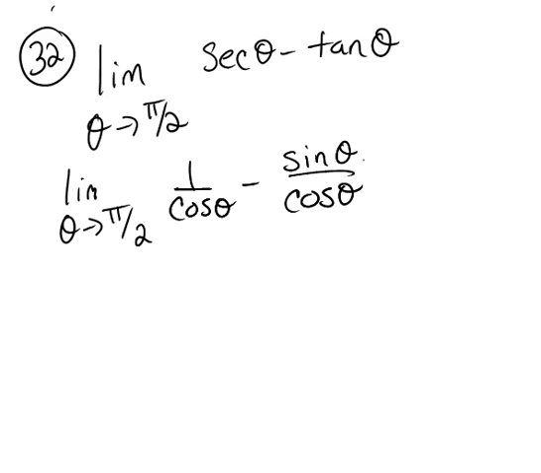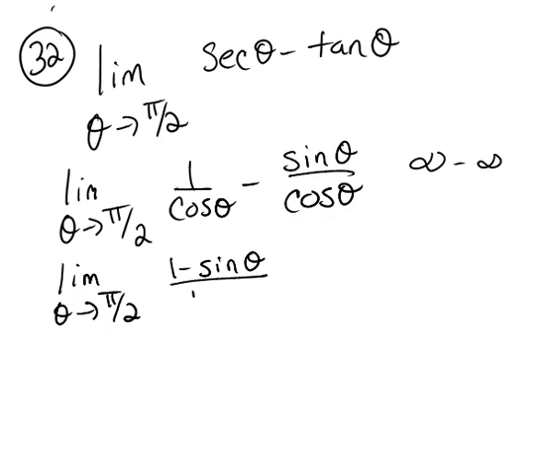So you already have a common denominator here, and if you plug in pi over 2, the cosine of pi over 2 is 0, so you definitely have infinity minus infinity, which is an indeterminate form. And if you look at this, this is going to be 1 minus the sine of theta divided by cosine theta. Right, and so you have basically 0 over 0 now, because when you plug pi over 2 in, you get 0.